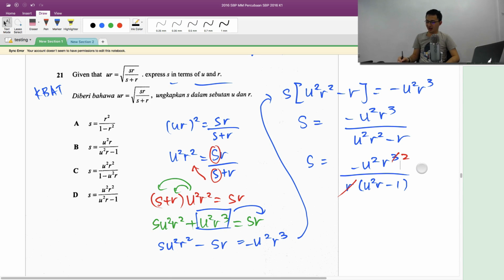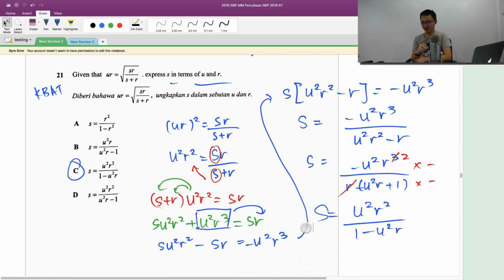And I still don't have the answer because there's no negative at the bottom, at the top here. So I multiply negative for top and bottom. So if I multiply the negative, this one becomes positive, U square R square. So the bottom, basically, this one will become negative, this one become positive. So I get 1 minus U square R. So yeah, you should be able to get the answer, which is C.